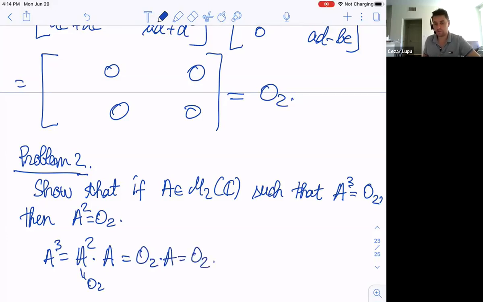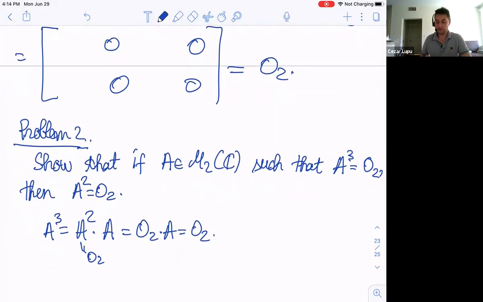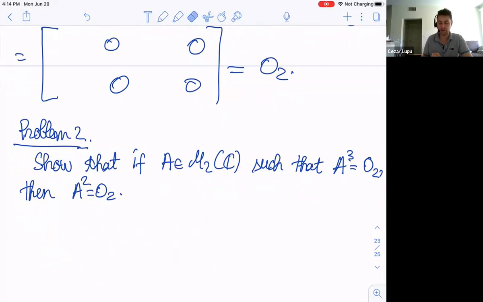But we're not asked to prove that. Well, that is trivial, as you can see. We're not asked to prove this. We're asked to prove the converse of this. So if A cubed is 0, then A squared is 0. Wow. So how are we going to do this? Well, like I said, this problem requires a little bit of thinking. It's not super standard. So how are we going to approach this?